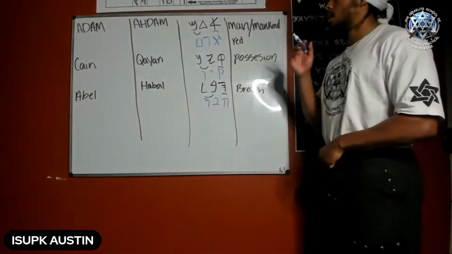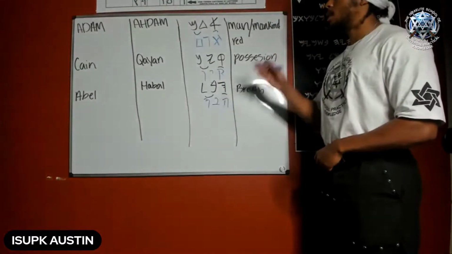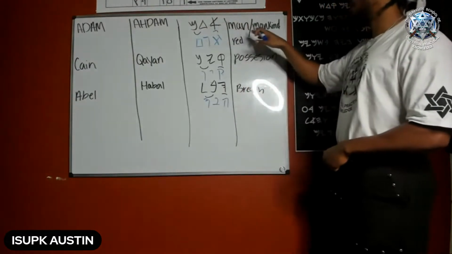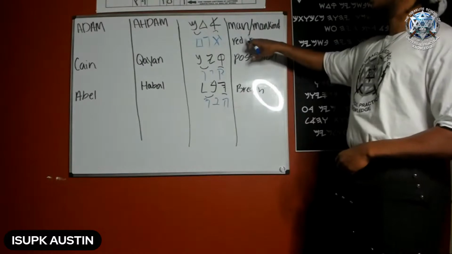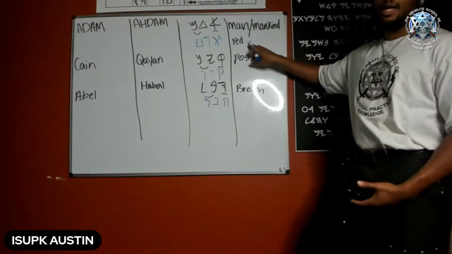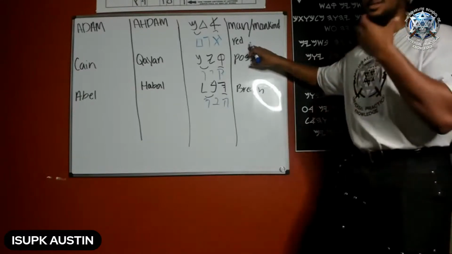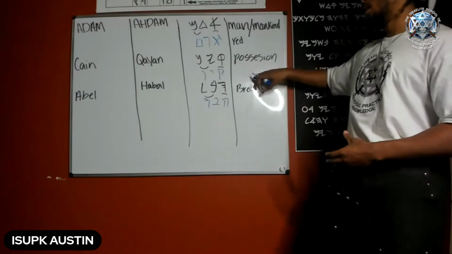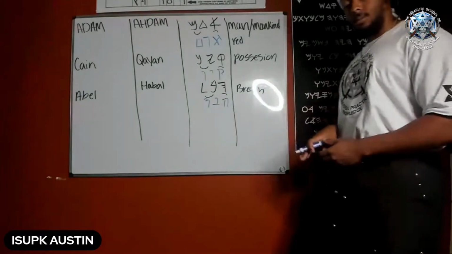All right. Adam, Cain, and Abel. Adam, Koyan, Habal. Adam means man or mankind. Adam is also the root word for, I'll just say it right now, Adawam, which would be Edom. Edom is red. So that's why you see it right here. Possession is Koyan, and Habal is breathe, right?